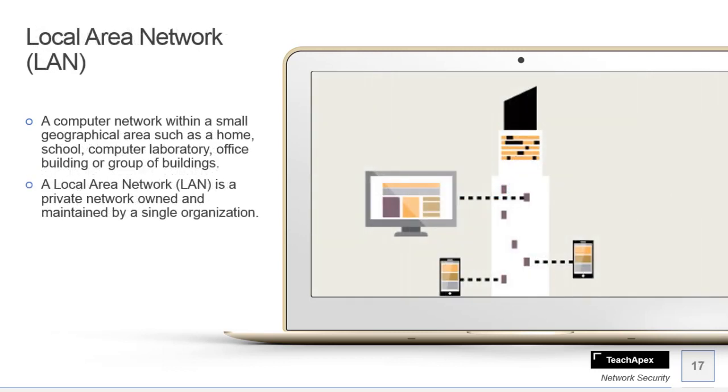Then next we have local area network. So you can see that a local area network is basically a group of computers connected to each other in a small area such as a building, a school, a computer laboratory or office and all. It's basically in a small geographical area. A LAN is a private network owned and maintained by a single organization.